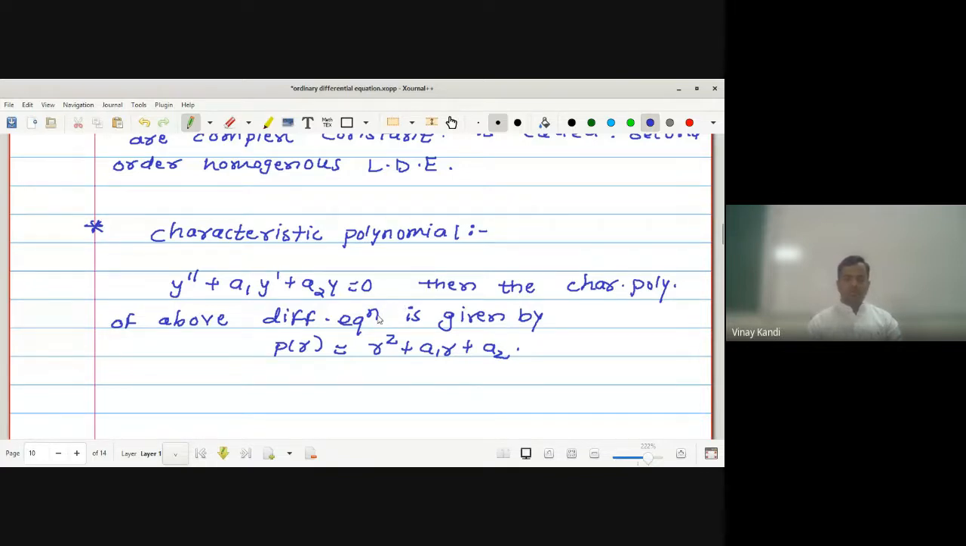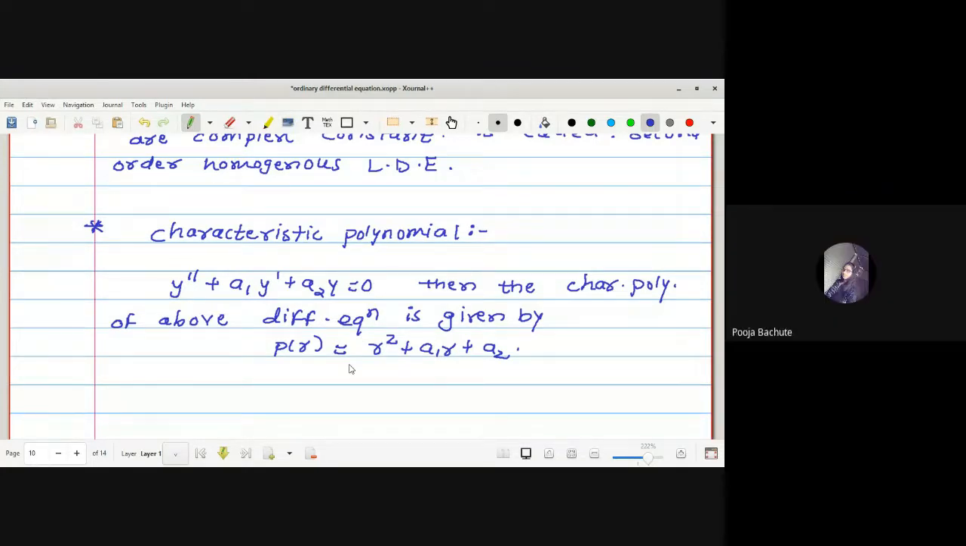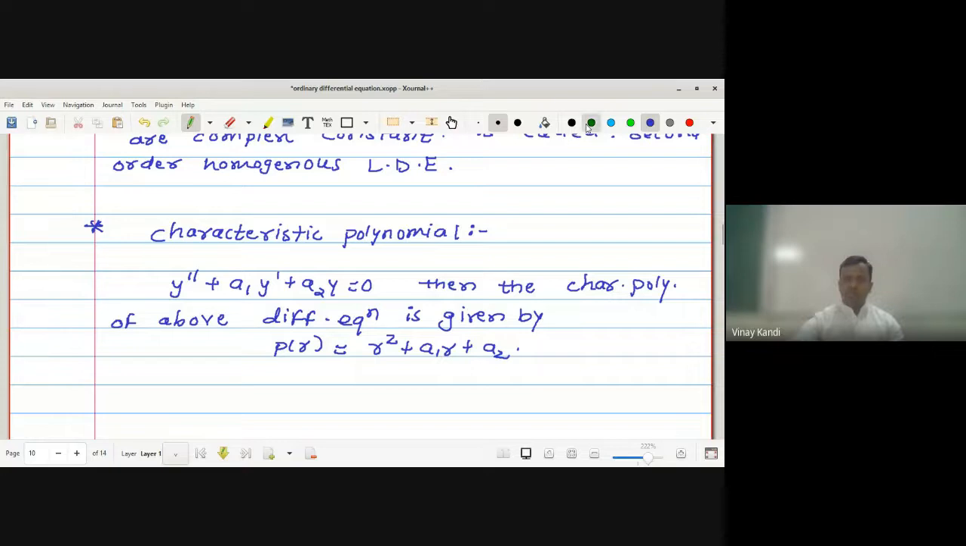Okay, any doubt? These are all the definitions. Okay, now we will move towards the theorem. Any doubt till here? No, sir. Okay, now move towards the next theorem.